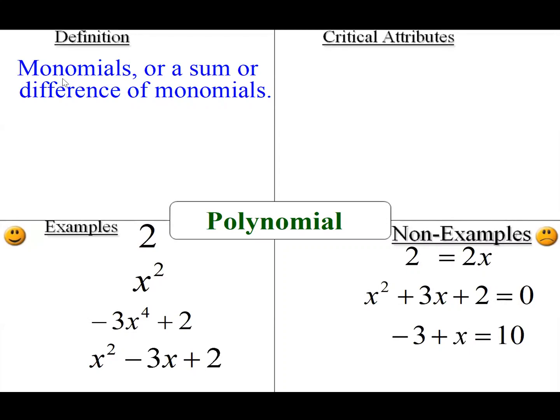Polynomials, definition: monomials, or sums or differences of monomials. Monomials means that it's an expression of one term. So the number 2 is one term, one expression. X squared is one term, one expression. Negative 3x to the 4th is one term, one expression, but then they're adding another monomial. Notice here it says sum or difference of monomials. About the last one, x squared is a monomial, they subtract 3x, which is another monomial, plus 2, which is another monomial. That's why the definition is monomials or sum or difference of monomials.